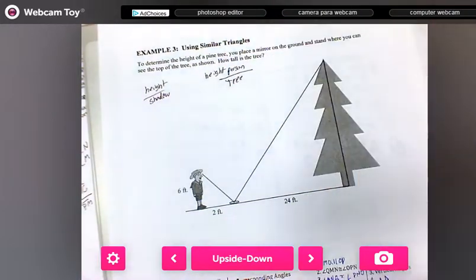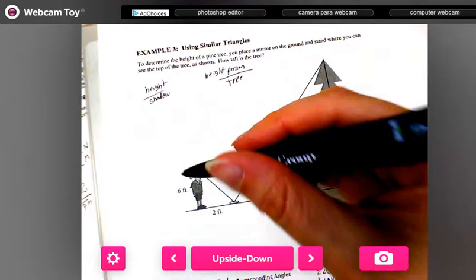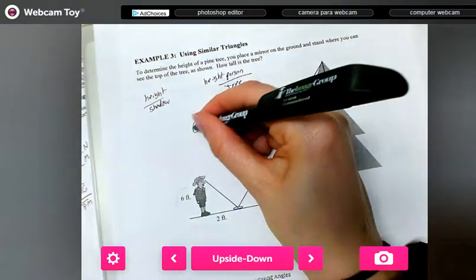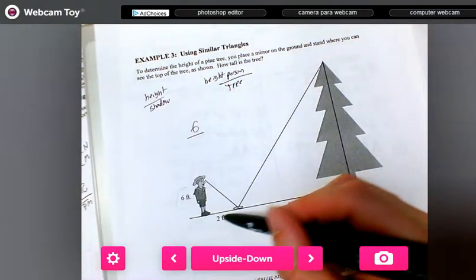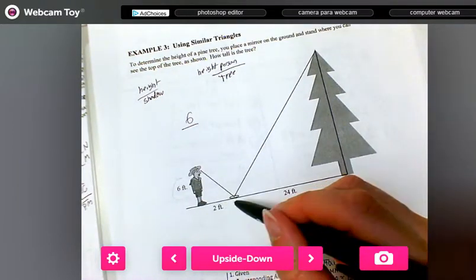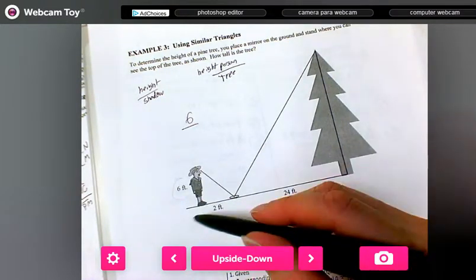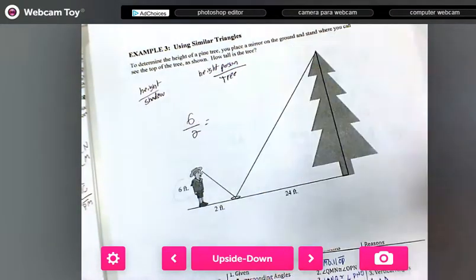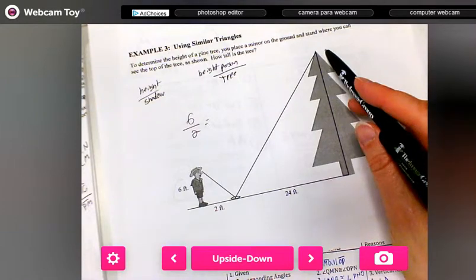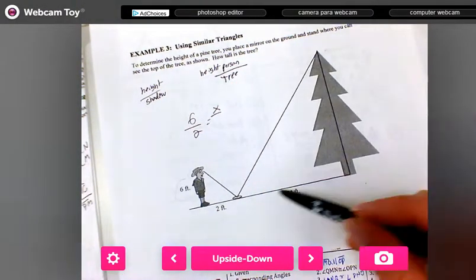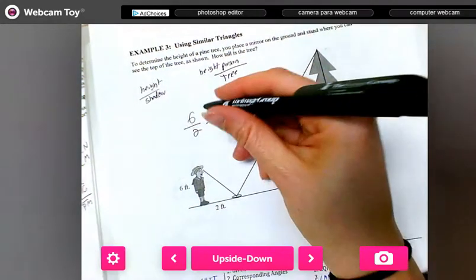Which do you guys want to do? Height over shadow or person over tree? Height over shadow. So what's the height of this person? 6. And what's the shadow or the length for the mirror? Because we can do this with shadows or with the lengths of mirrors. How far is the distance between this guy and the mirror? 2. How tall is the tree? X, good. And what's the distance between the tree and the mirror? 24. Now what do I do?